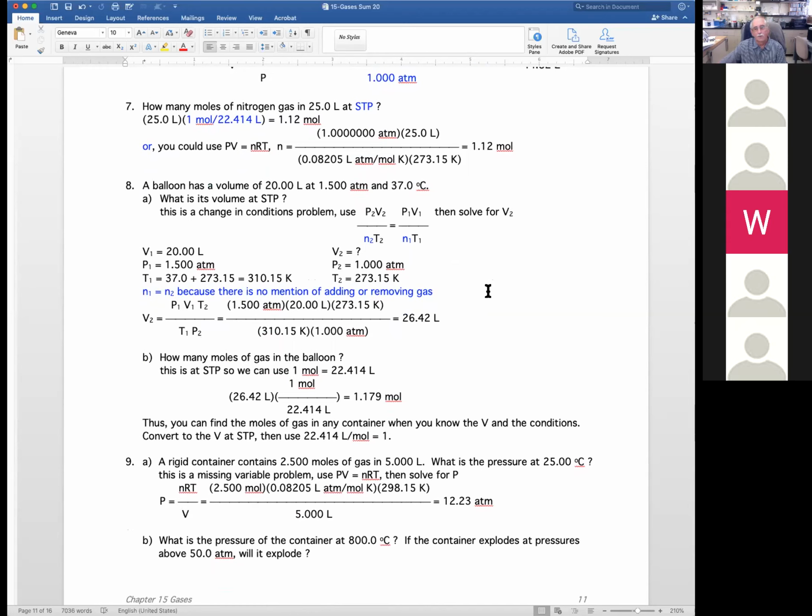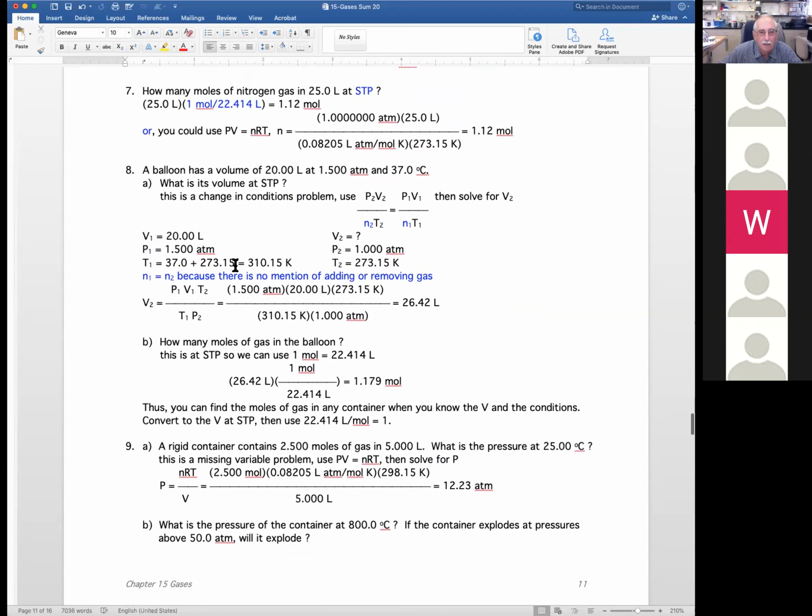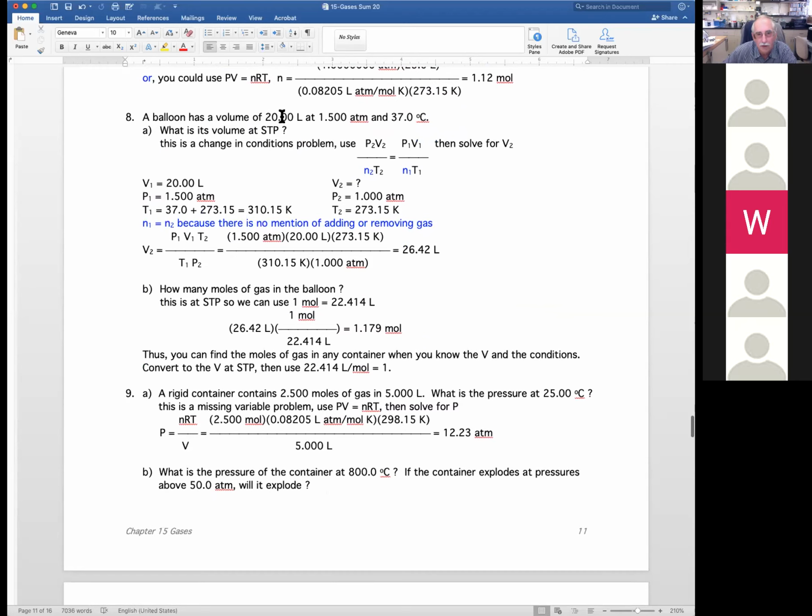So why do we even have that? Why do we even have this? Well, here's one reason. So if you look at this problem, a balloon has a volume and whatever. What is its volume? So I go and I calculate its volume, but now it's at STP. I calculated using this relationship what the volume would be at STP. And then I can use this conversion factor to simply turn that into moles. That's why it's valuable.